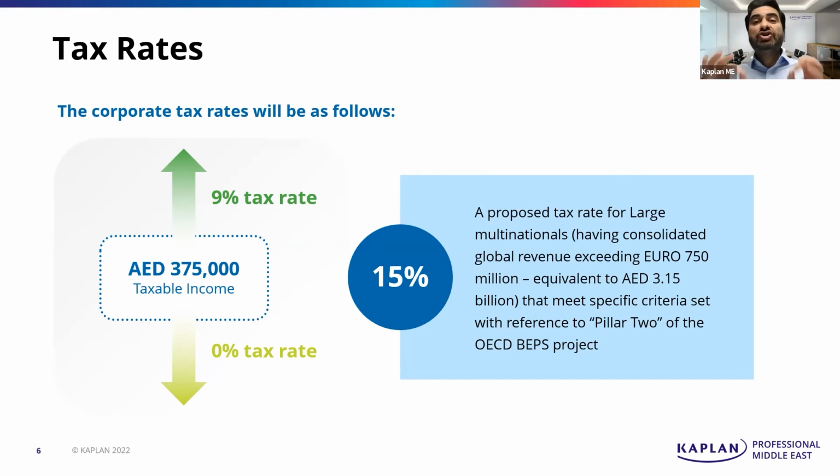Now, in order to continually commit to the OECD BEPS project, the UAE has decided, more details will be released in due course, that if there is a multinational entity resident in the UAE for tax purposes with global revenues exceeding 750 million euros, a separate rate of tax would apply on such income, and that rate is proposed at 15%. Like I said, more details will be released. This is the UAE's commitment to embed the BEPS project 2.0 into its corporation tax regime.